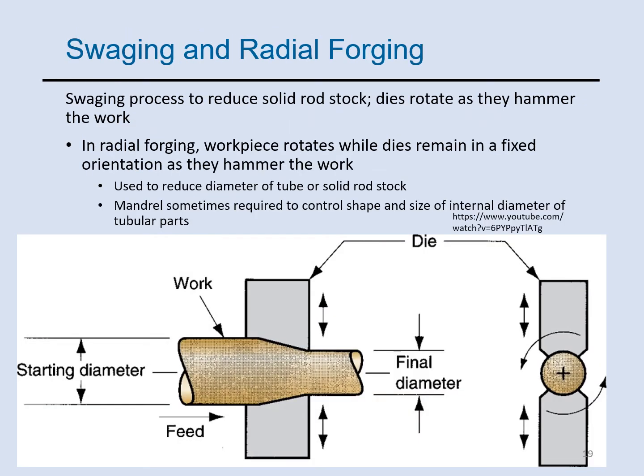The next operation is called swaging or radial forging. This operation reduces solid rod stock. As you see, this is the part that moves into the die, and the die goes up and down, so it's not steady. It somehow works like a hammer, and they reduce the diameter of the tube or solid rod stock.